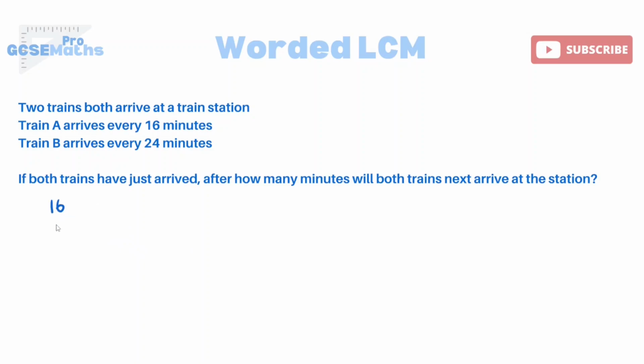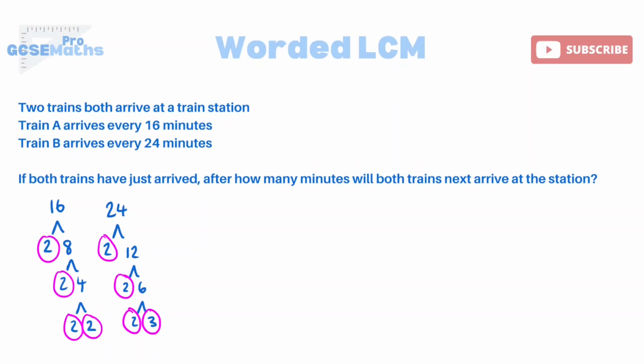So I break down 16 into the product of its prime factors. So I can just go with 2 and 8, then 2 and 4, and then 2 and 2. And for 24, again, I'm going to use 2 to get 12, 2 again to make 6, 2 again to make 3. So those are all my prime factors for both numbers. Then we need to get the Venn diagrams.